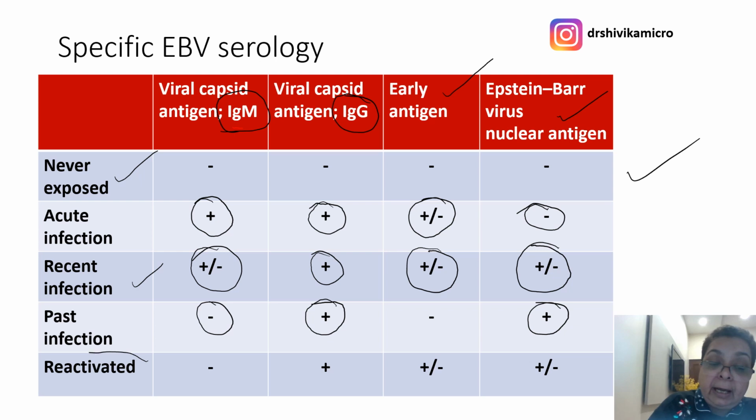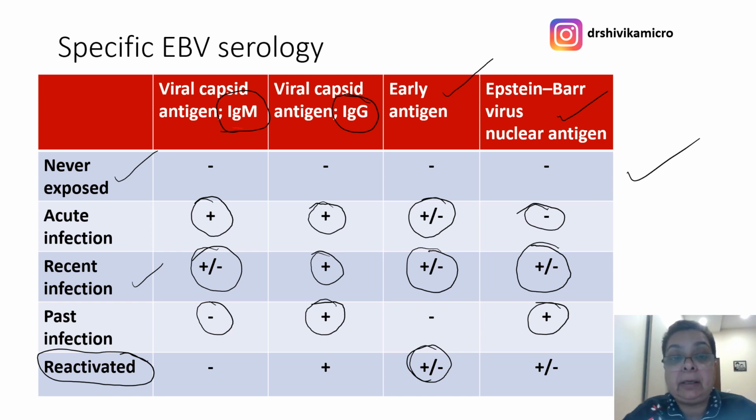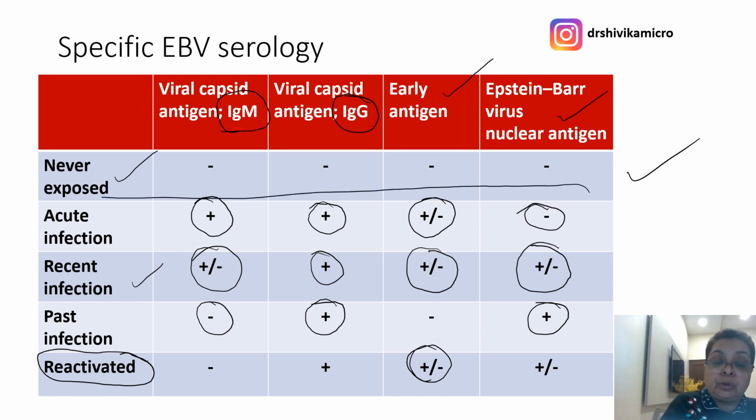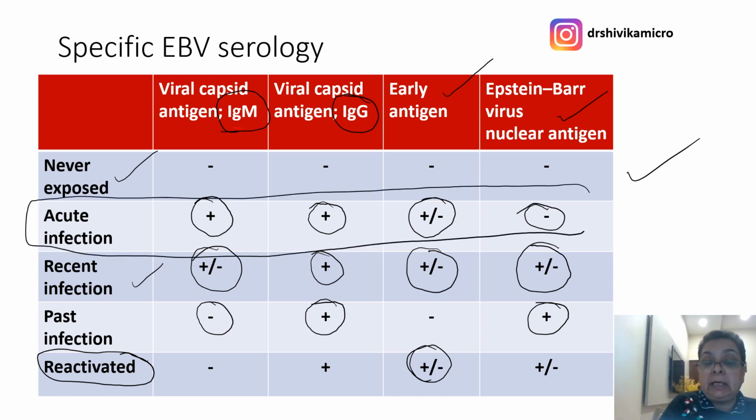If it's a reactivation, that will be diagnosed by the reappearance of antibodies against early antigens. Okay, so that is how generally in infectious mononucleosis we would have this finding on specific serology. Now sometimes you get asked that infectious mononucleosis is diagnosed by all of the following except.